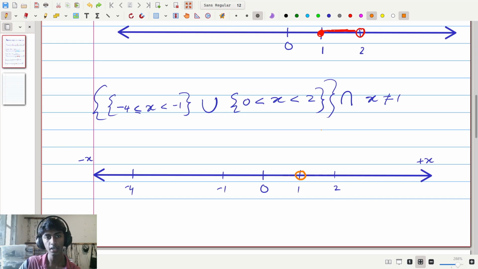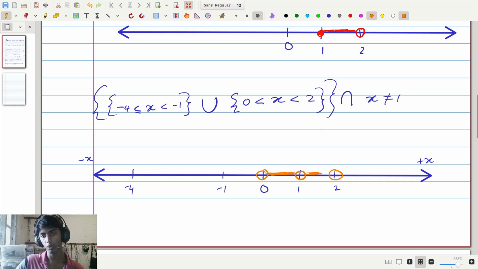X could be between negative 4 and negative 1, or x could be between 0 and 2. So here, if we write each of these ranges between 0 and 2, both exclusive means a hole at 0, a hole at 2, and all the values between 0 and 2. And note, because we already have x not equal to 1, x cannot be equal to 1, which means we cannot actually shade like this. We need to instead skip the point at 1 and shade the rest.